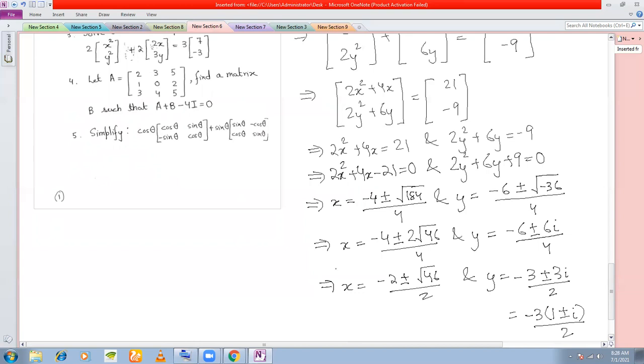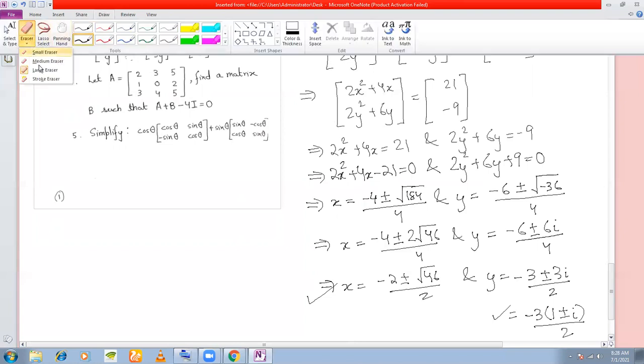Although see that here you are getting a real root, here you are getting y as complex roots. So a matrix can be complex also. Although we will be dealing with real matrices, the matrices can contain complex numbers as their elements. Such matrices are called complex matrices.